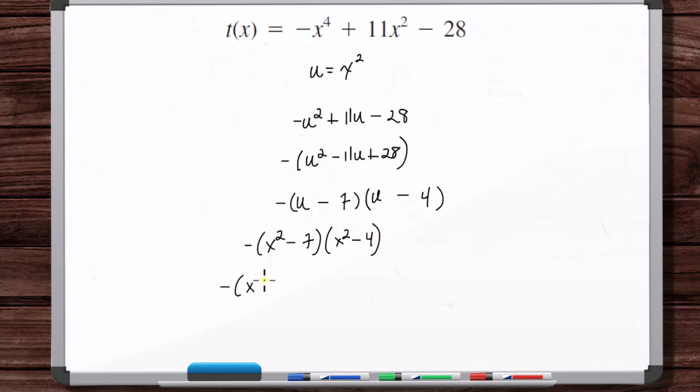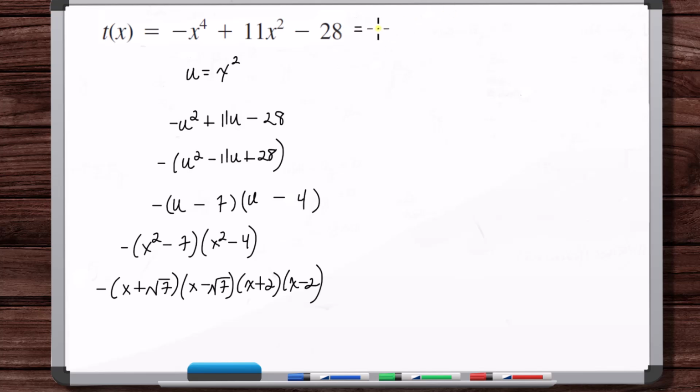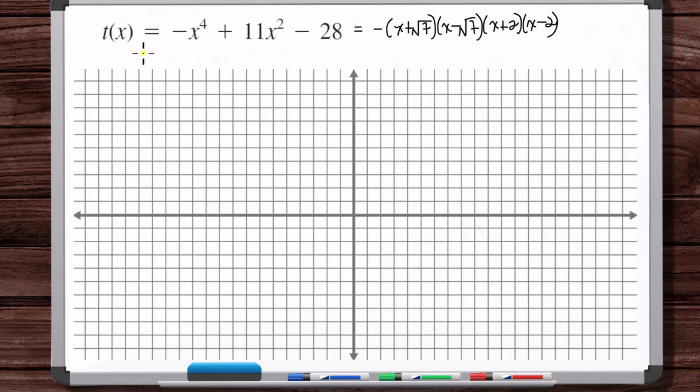Difference of two squares. And there we go. So this is minus x plus root 7. Now let's see. The y-intercept, f of 0, we can see, is minus 28. Now what is root 7?